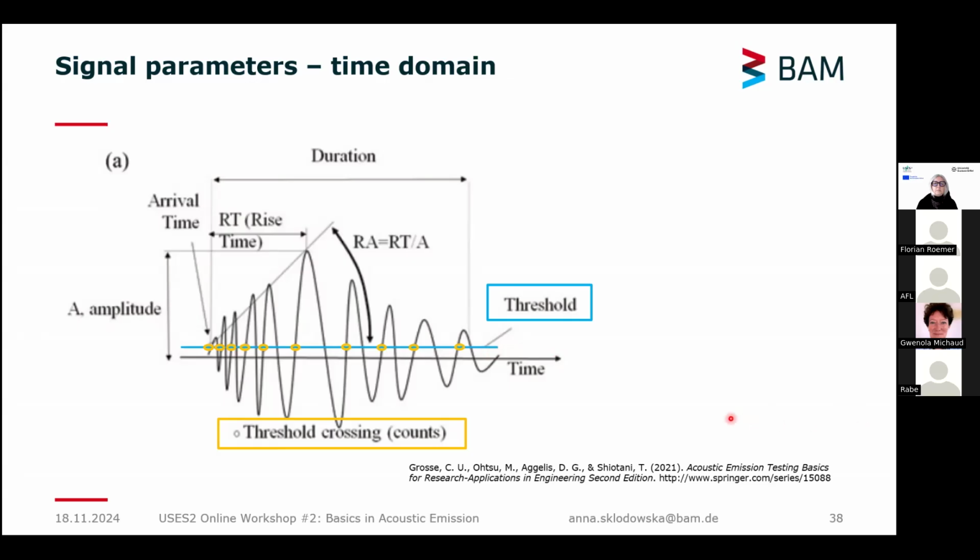And what we call the threshold between the first onset, so the first crossing until the peak, is called counts to peak. Another thing is the amplitude. So basically, it's nothing surprising. It's the peak voltage of the signal waveform.